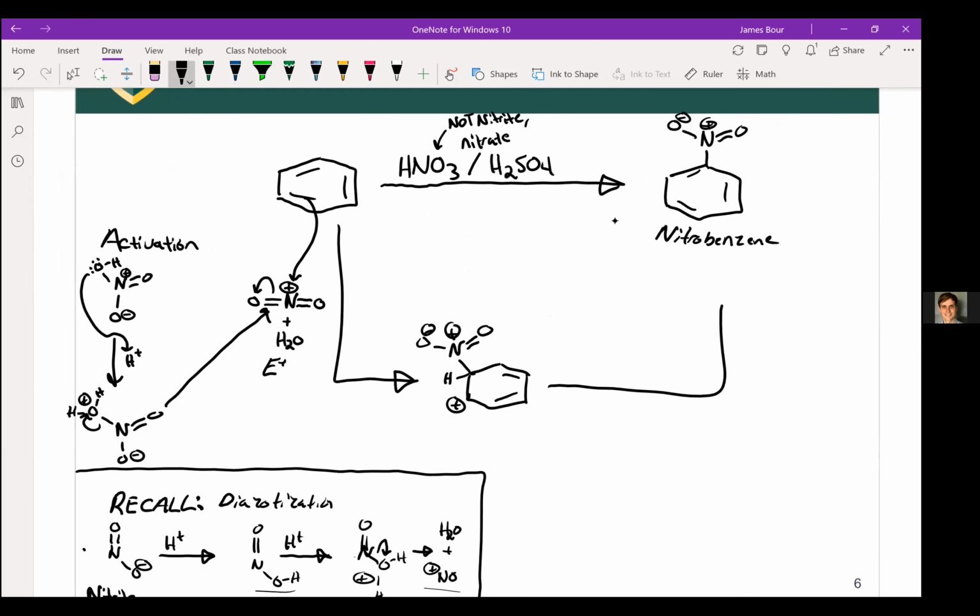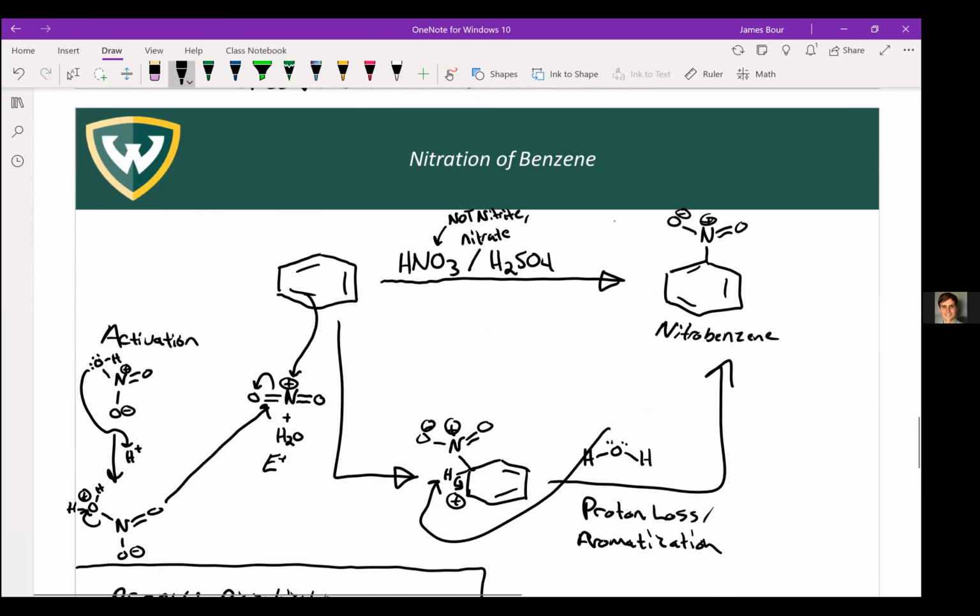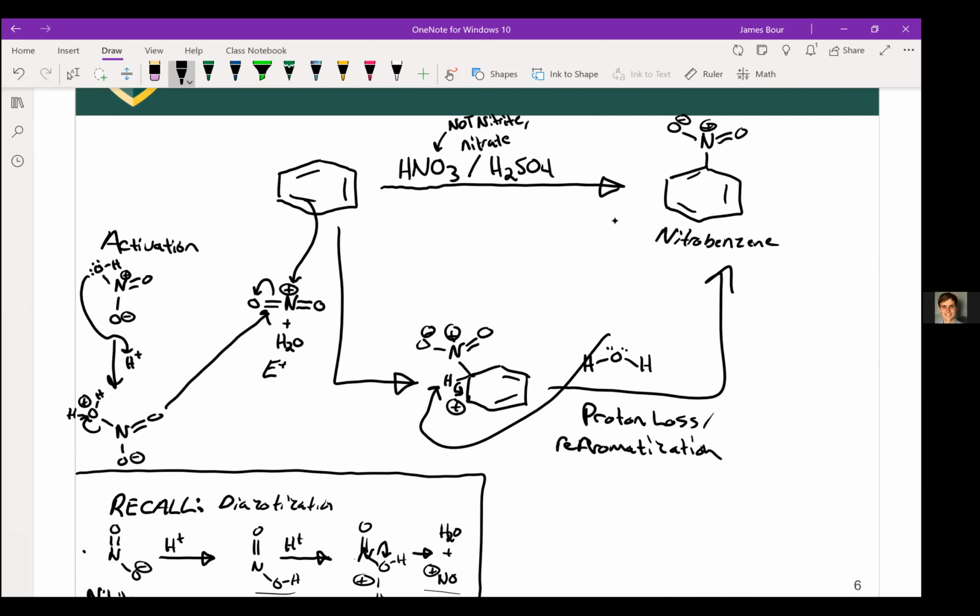And then we do proton loss, rearomatization. We could use essentially a variety of things in solution. The one that makes the most sense here is to use water. Water is absolutely a strong enough base to deprotonate our dearomatized intermediate. And again, we'll call this proton loss and rearomatization. That's what we called it before.